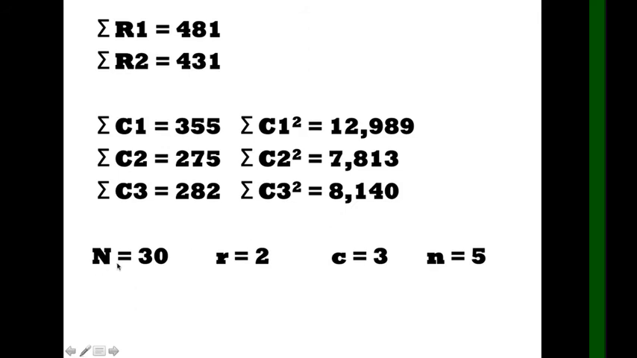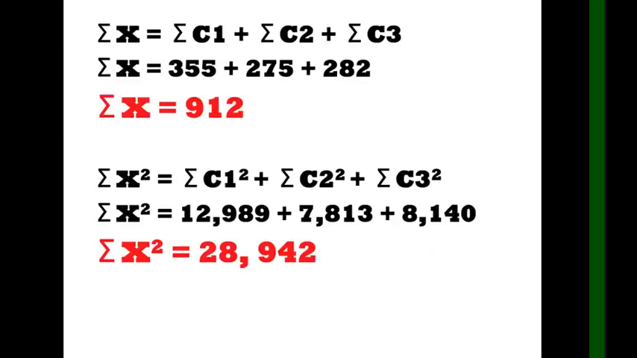Okay? For the total number of respondents, we have 30. For the number of rows, we have 2, that is male and female. For the number of C, that is the methods, we have method 1, 2, and 3. And for the number of n, in each experiment, there are 5 members, right? So we have capital N, R, C, and n. It is important that you have this data, okay, because these data are very important in our next computation. I hope you screenshot this so that you can compare later the computation.